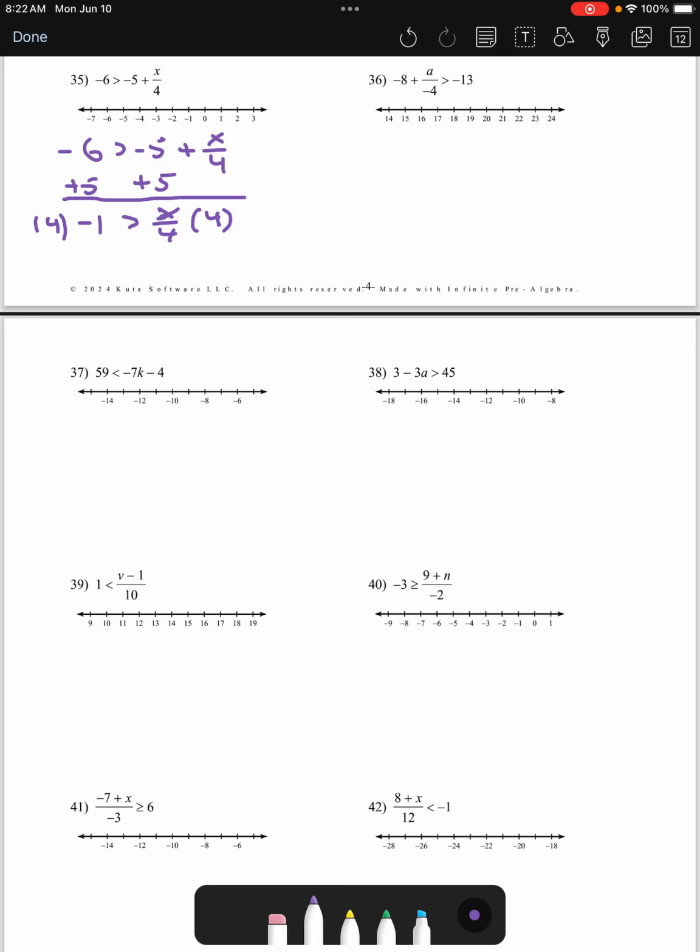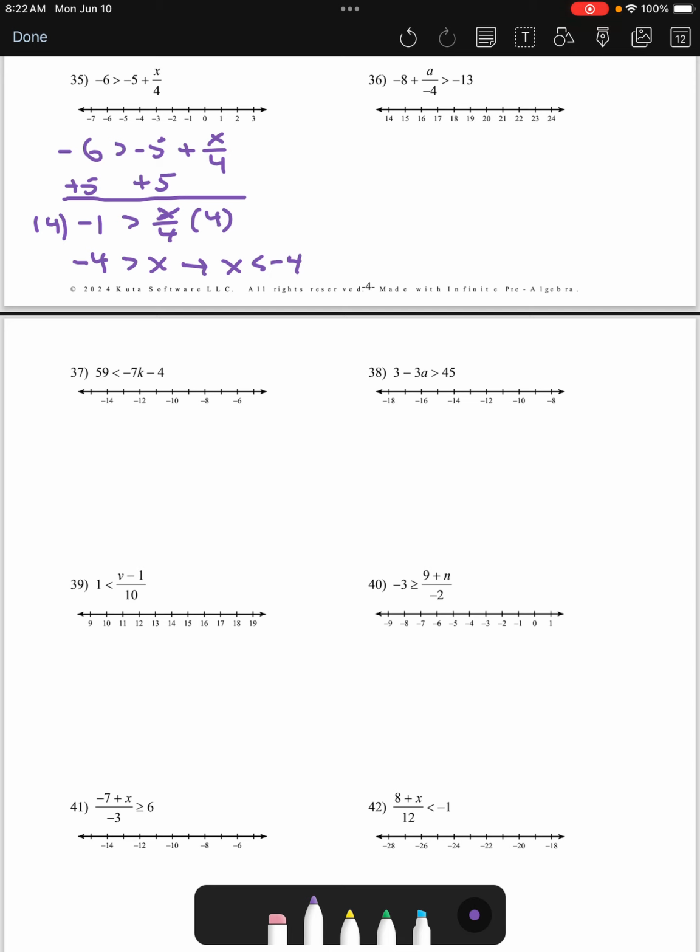To undo the division, we'll multiply. We are multiplying both sides by positive 4. Because we're multiplying by a positive, all we do is the math. We do not do anything with the inequality symbol. So 4 times negative 1 is negative 4, greater than x.